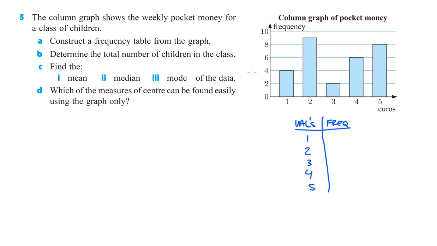The frequency will be this number over here. So 4 kids brought €1. 9 kids brought €2. 2 kids brought €3. 6 kids brought 4, and 8 kids brought 5. Okay, so there's our frequency table from this graph. Okay, determine the total number of children in the class. So that's going to be our total frequency. We're also going to have to find the mean, median, and mode.